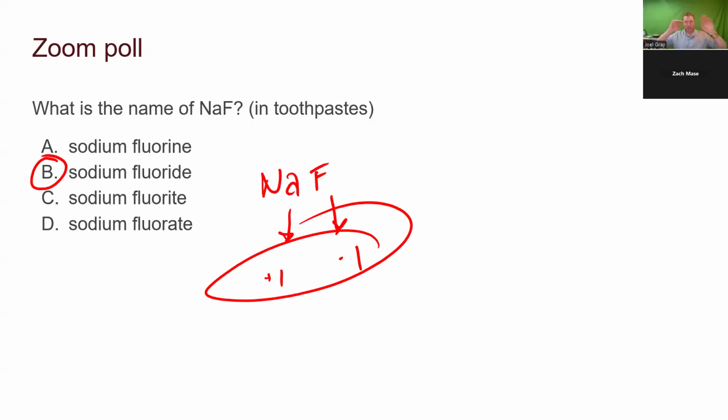And then you just kind of mentally overlay, okay, column 1, column 2, +1, +2. Column 18 are your noble gases. 17 are your -1. 16 are your -2. 15 are your -3. Okay, now we've got the next poll question coming up. I'm going to launch it.